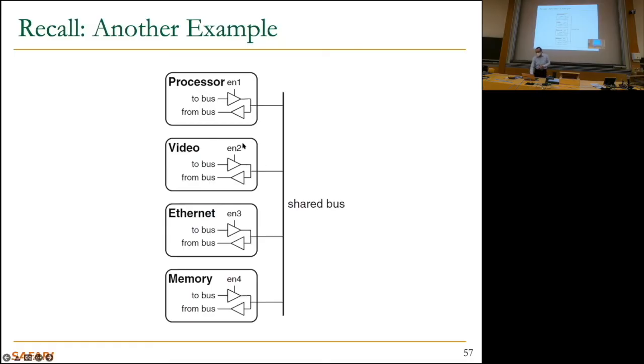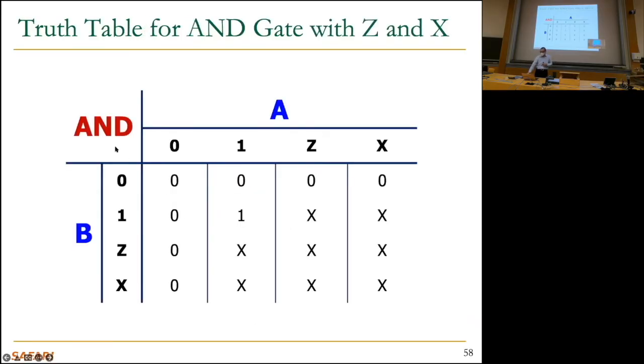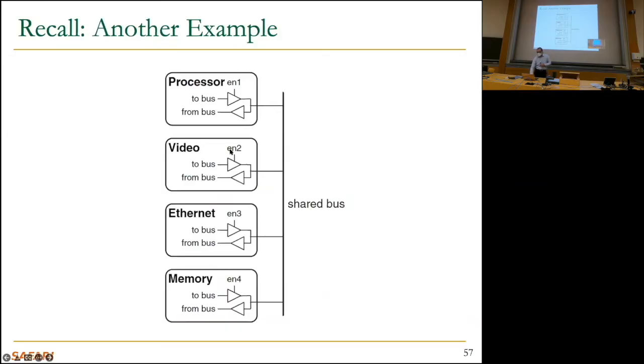So you may ask the question, who generates these enable signals? Well, there's another logic that's not shown here that controls them. That's based on something that we have seen actually, which is the priority circuit that I'm going to show next. Basically, there could be a priority circuit that takes the request signals from processor, video, Ethernet, and memory, and decides the enable signals based on the priority assigned to these different things.